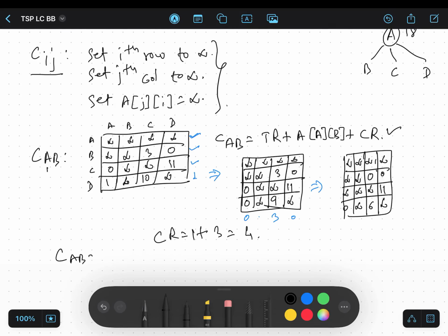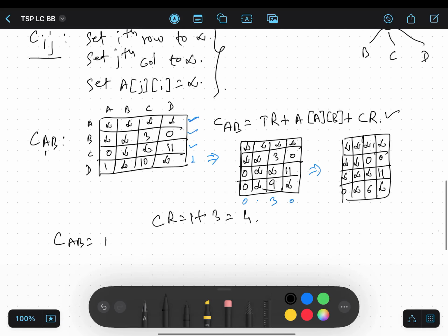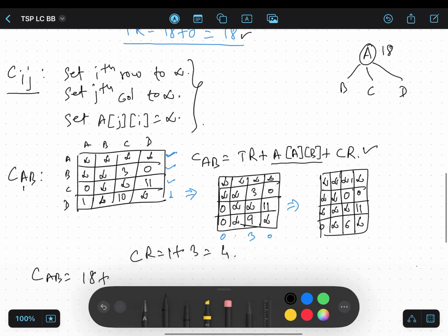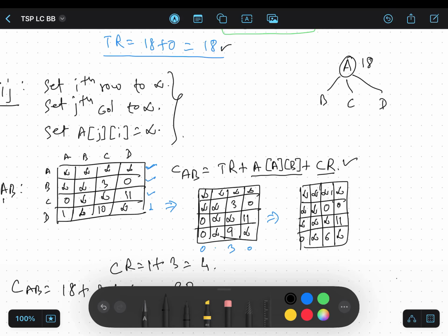So cost of AB is total reduction. Total reduction is 18 plus value at AB in the current matrix. So this is our current matrix and the value at AB is 8. So this is 8 plus current reduction, which is 4. So this comes out to be 30. This means going from A to B is 30.